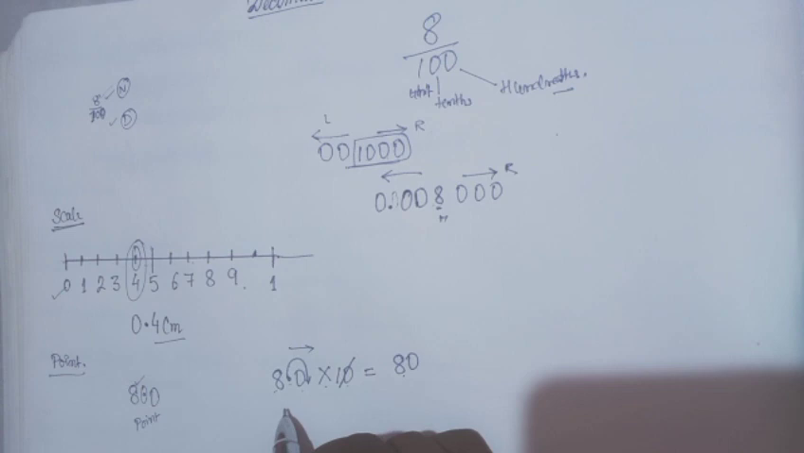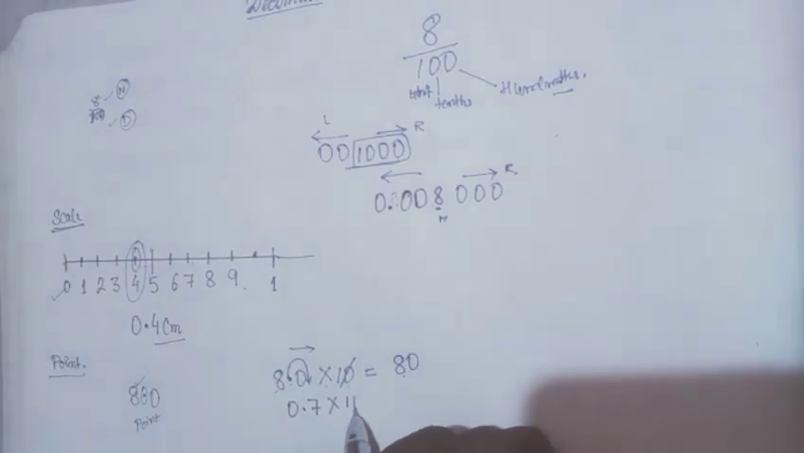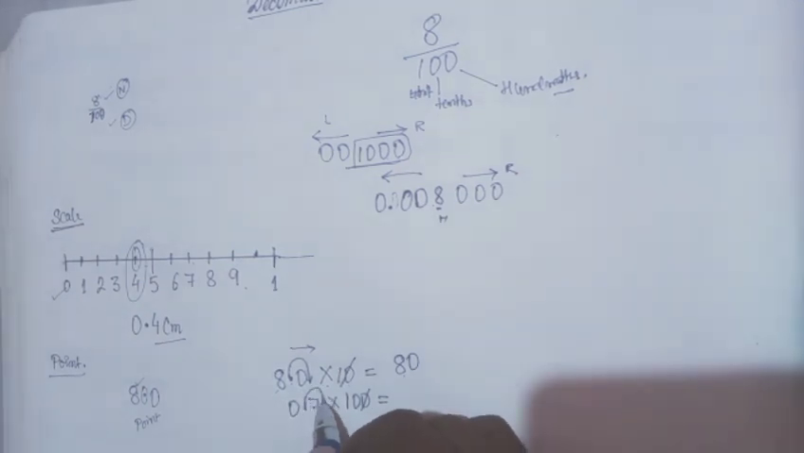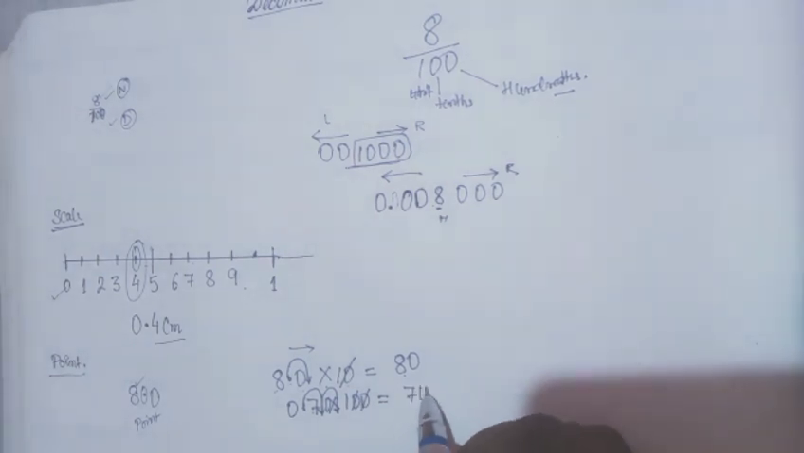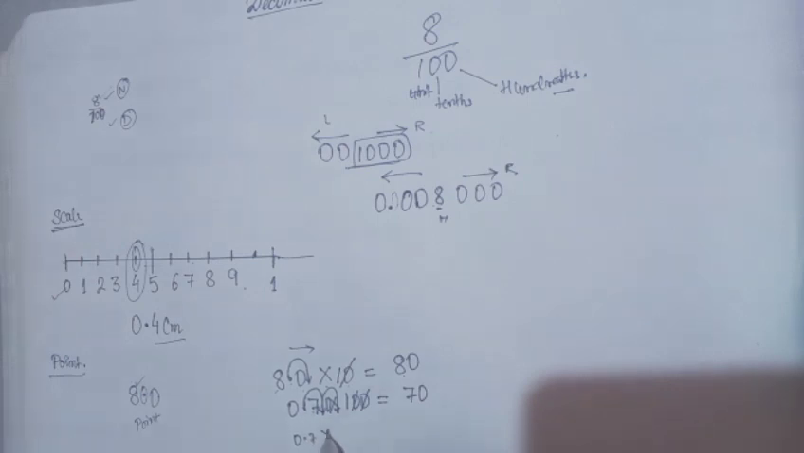We take another example, 0.7 into 100. What happens here? One 0 cancels, the first shifting towards the right, one more 0 cancels, we put a 0 and we shift it one more time. That becomes 70. So 0.7 into 100 becomes 70.